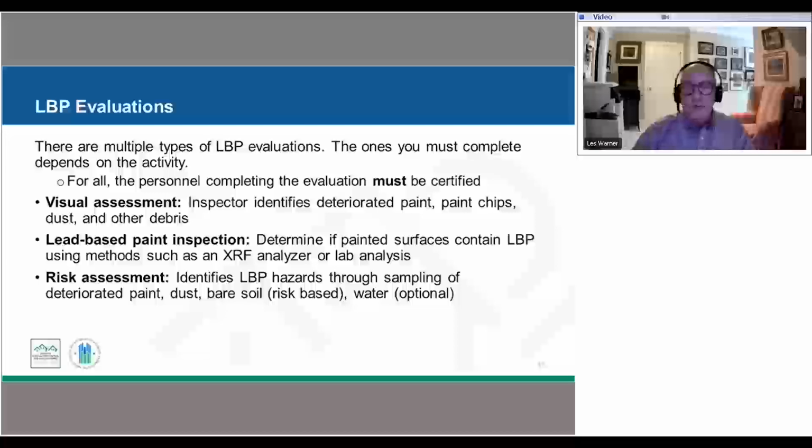We also could actually physically be removing a sample, cutting out a little sample and sending it off to a lab to be able to do an analysis. So that's a lead-based paint inspection.